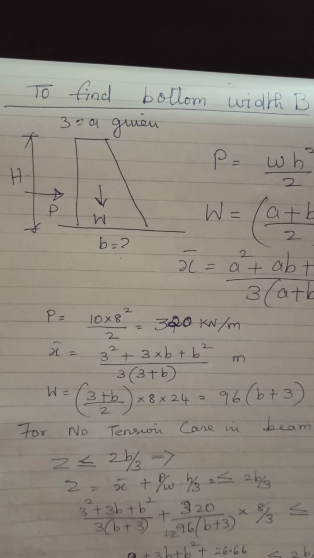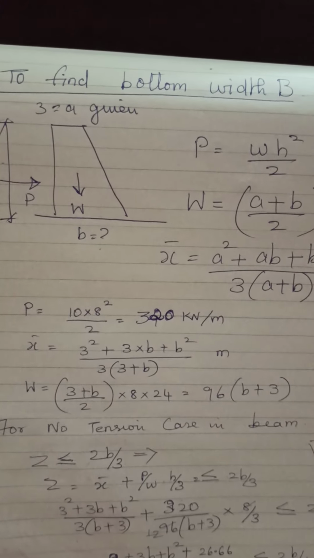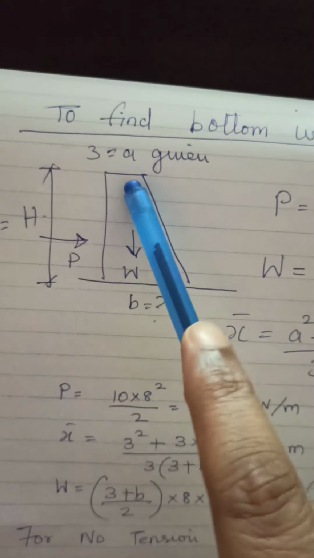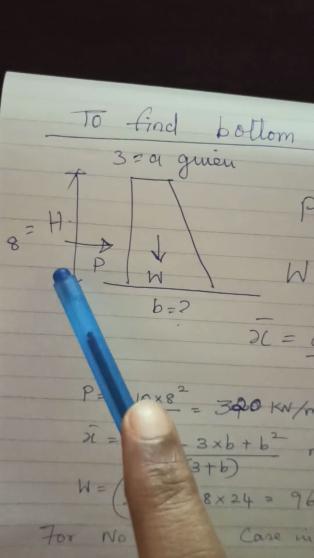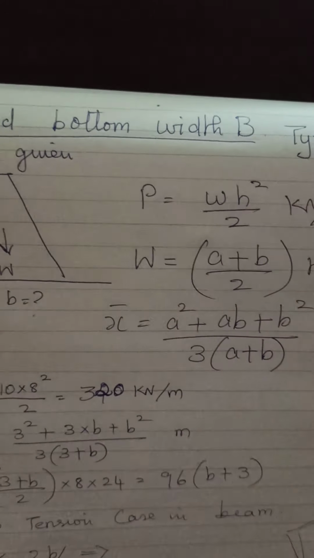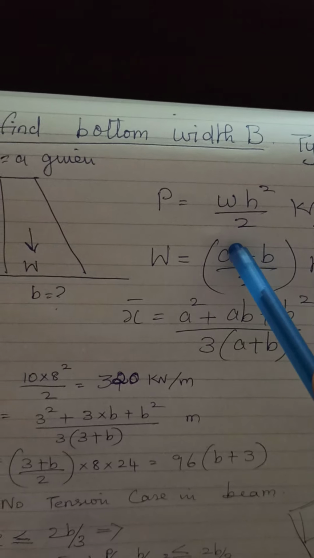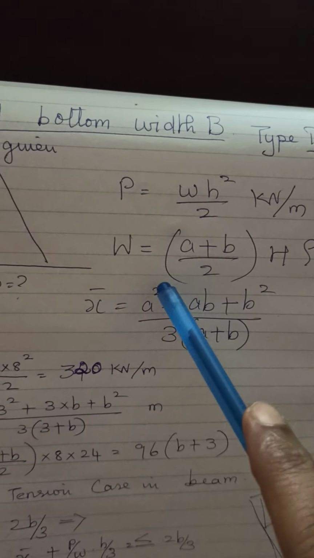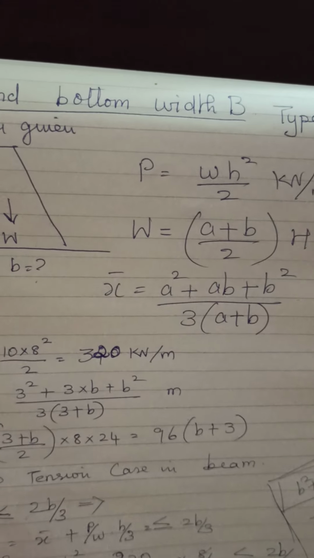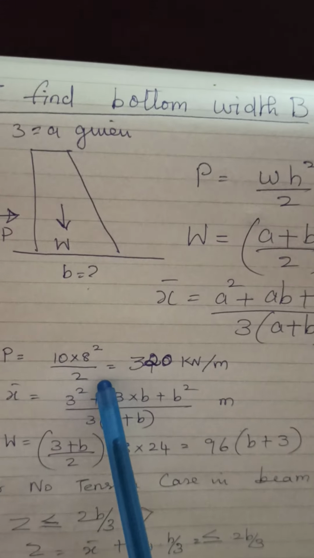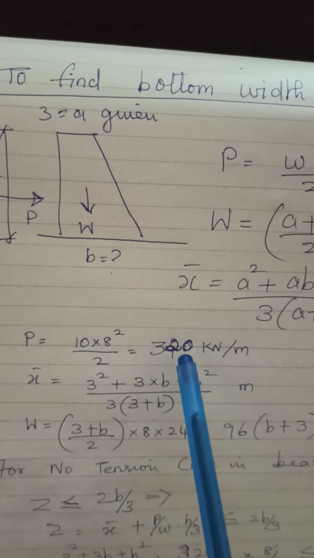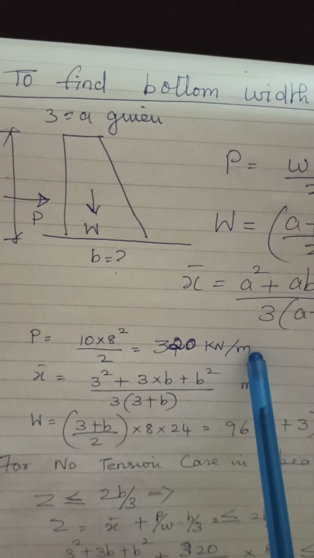So here I have taken a problem wherein we have to find the bottom width of the dam section. I have taken the top width of the dam as 3 and the height of the dam as 8, and we are going to find the bottom width of the dam. So we know the water pressure is WH square by 2 kilonewton per meter, and W is given by this formula and X bar is given by this formula. I am solving the water pressure here for the given case: 10 into 8 square by 2 divided by 2, it is 320 kilonewton per meter force.